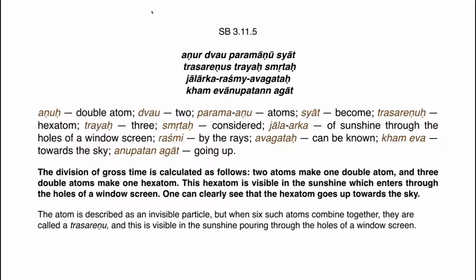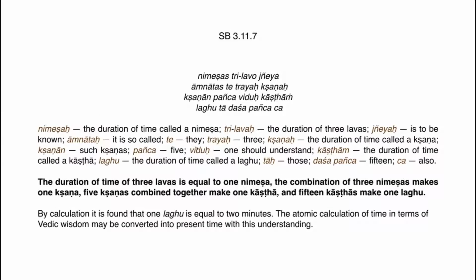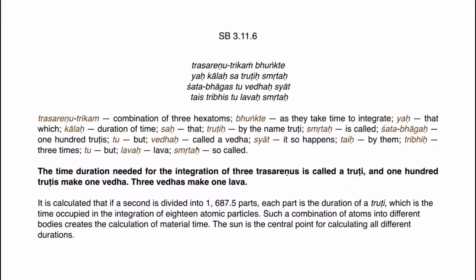So let's go right to the next verse. This is 6. Okay, so I'll just chant this real quickly. Trasareṇu trikam bhuṅkte yakala sat truṭis smritaha sata bhagastu vedha shat taistri bistu lavah smritaha. The time duration needed for the integration of 3 trasareṇus is called a truṭi, and 100 truṭis make 1 vedha. 3 vedhas make 1 laghu.